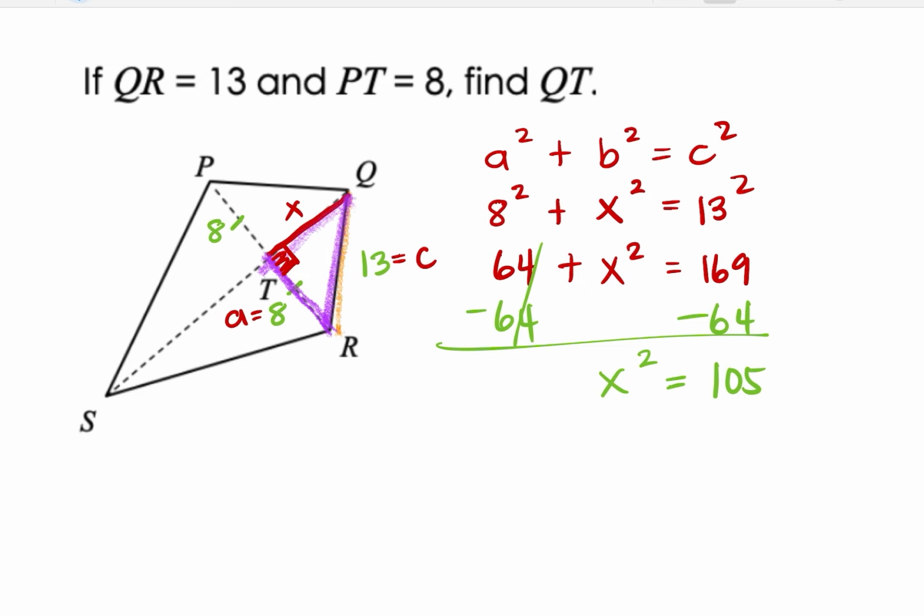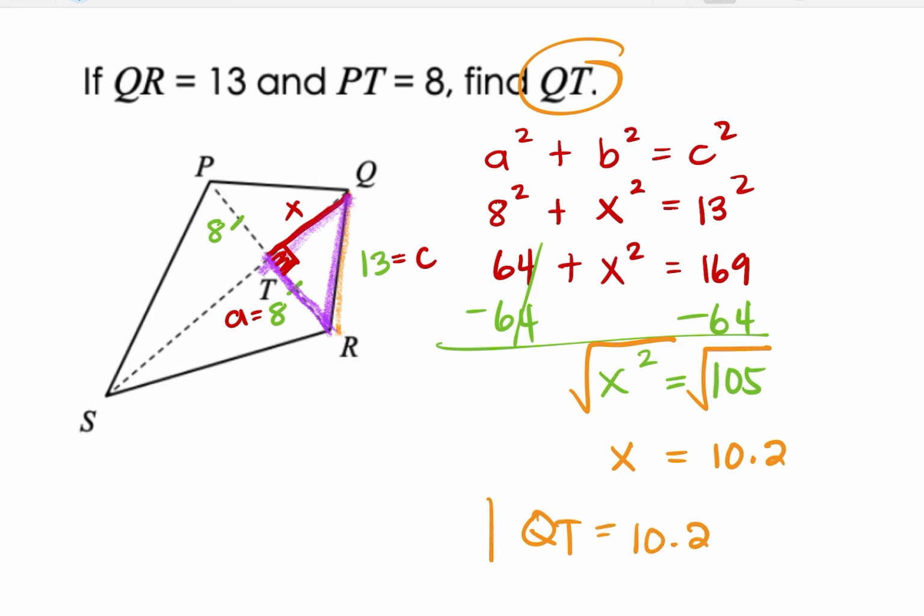And so it is going to give us a decimal. So extract the square roots on both sides. So we're going to use the tenths place. So X is 10.2. And therefore QT is equal to 10.2.